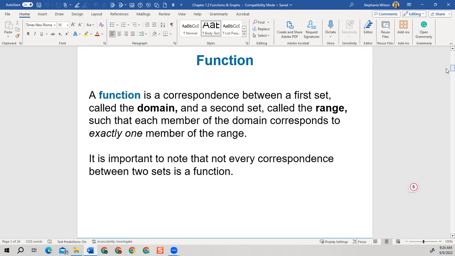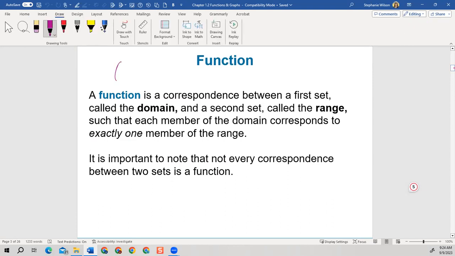Now let's talk about a function. A function is a correspondence between a first set called the domain and a second set called the range. And let me talk about what it is saying. We have an ordered pair, a set, (x, y), where x is my domain, which is my independent variable, and y is my range, which is my dependent variable. Okay, so this is what this is telling us.